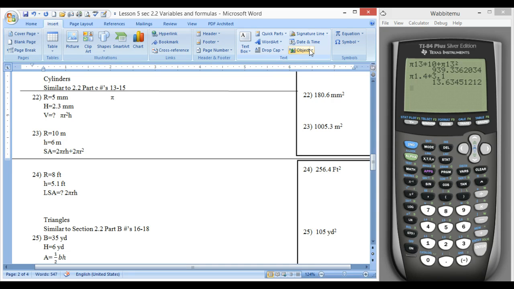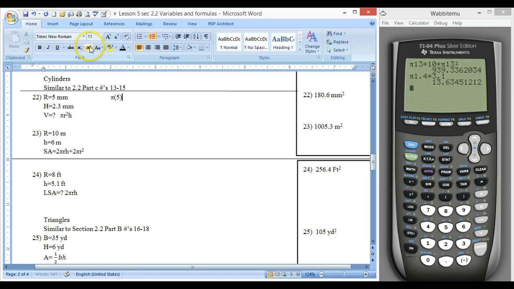So I need pi times r squared, so I'm going to do parenthesis. R is 5, close parenthesis. Raise it to the 2. 5 squared times h is 2.3.